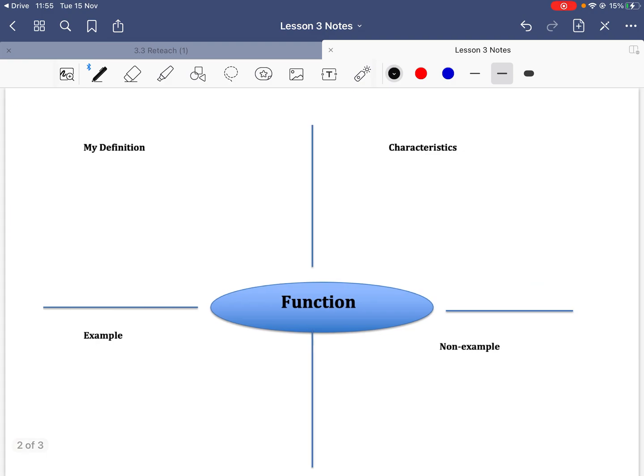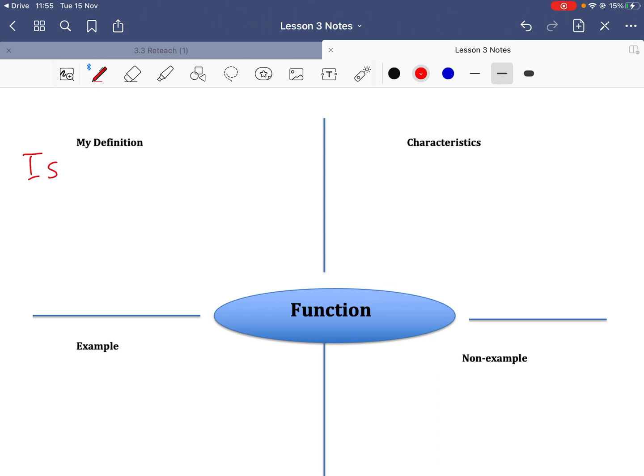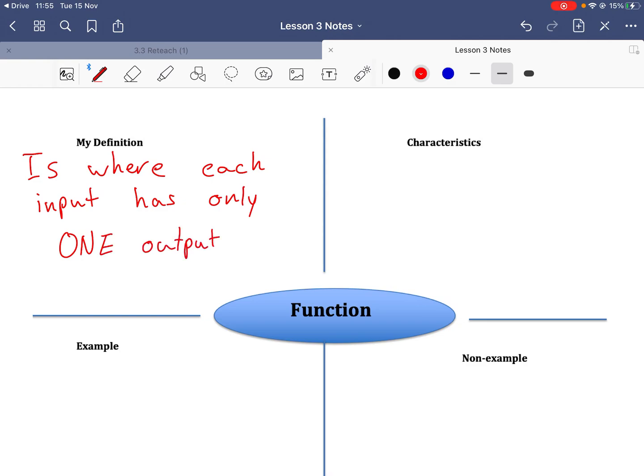So then what is a function? A function is where each input has only one output. And the inputs, we call these our x values, and the outputs are our y values. So each input, each x, has only one y. Okay? So let's look at an example here.